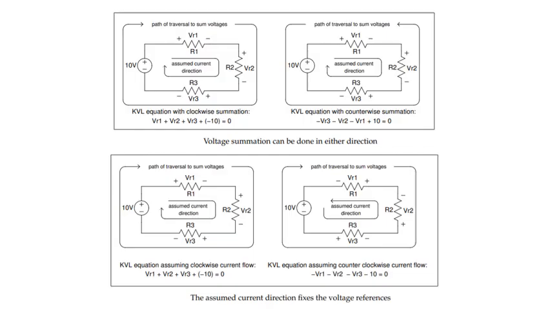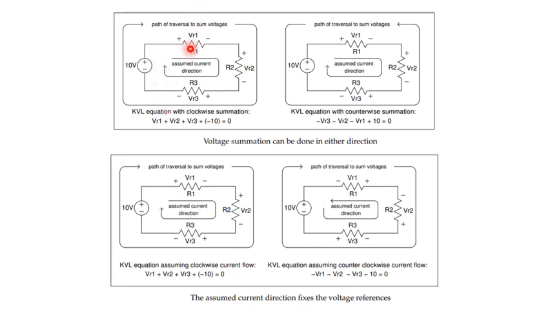Now here one example is given. Let us consider the path of traversal to sum the voltages; voltage summation can be done in either direction. This is a circuit consisting of three resistors R1, R2, R3. The voltage drop across R1 is VR1, across R2 is VR2, and across R3 is VR3. The current always moves from higher potential to lower potential, so the current direction is considered the positive direction. Here you can apply KVL.